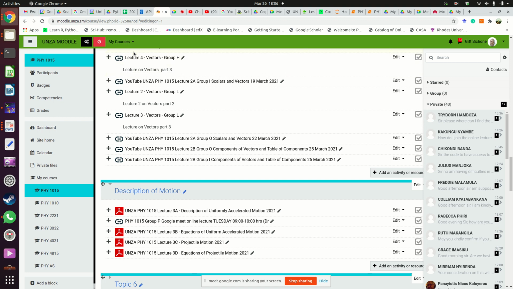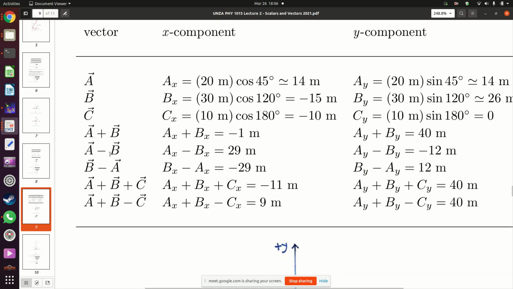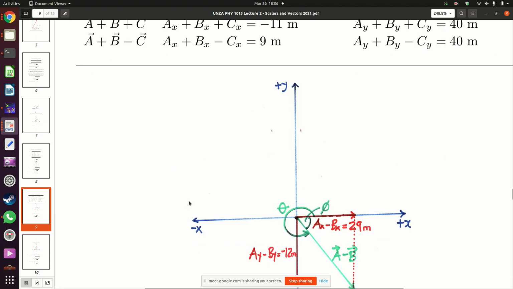Next, I think we need to finish this so that we move on to other things. Next is vector b minus a. So b minus a along the x-axis has a size of minus 29 meters, and along the y-axis a size of 12 meters. With these components, we can find the size of b minus a.